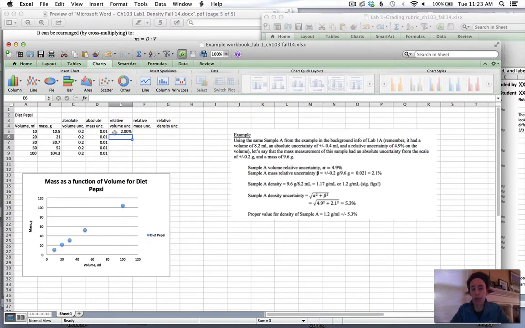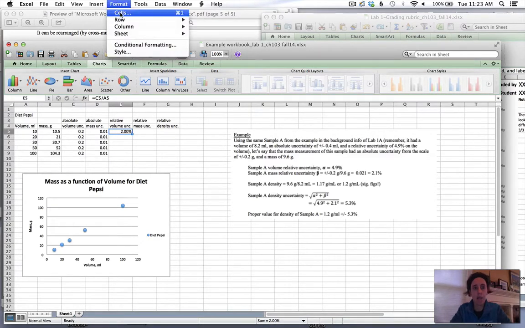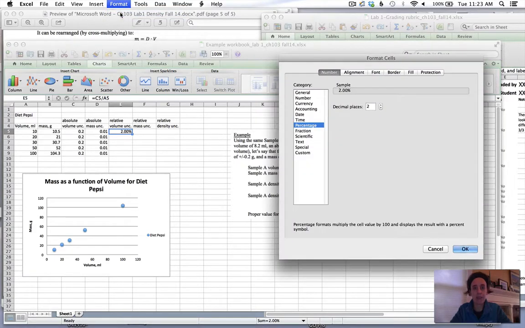It's not going to automatically be listed as a % there, but you can change that by going to Format Cells. And under this number menu, you can choose %. Usually the default is general, so it changes it. By changing it to a %, you change it from 0.02 to 2%.